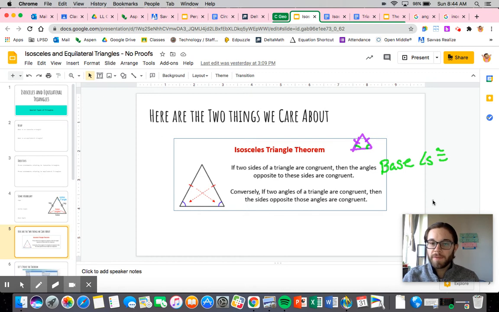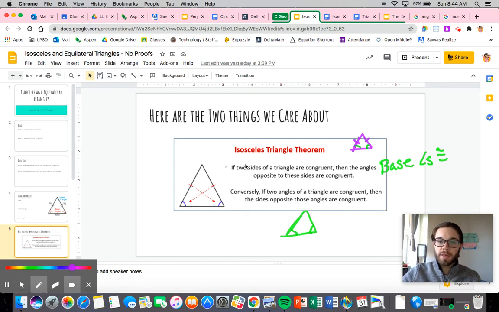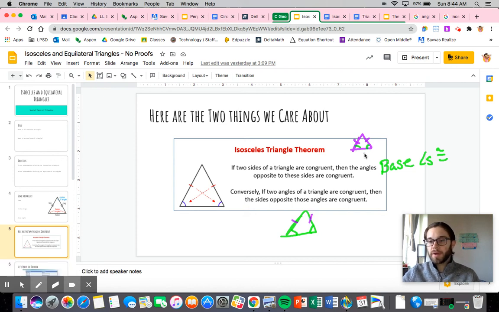Conversely, this is the converse. So we're just going to switch it. If two angles of a triangle are congruent, then the sides opposite those angles are congruent. So now we have the angles, and if I know that they're congruent, I know that the sides are congruent. Essentially, we've switched the ordering. If I have that these two base angles are congruent, I know it's isosceles. If I know it's isosceles, I know the angles are congruent.